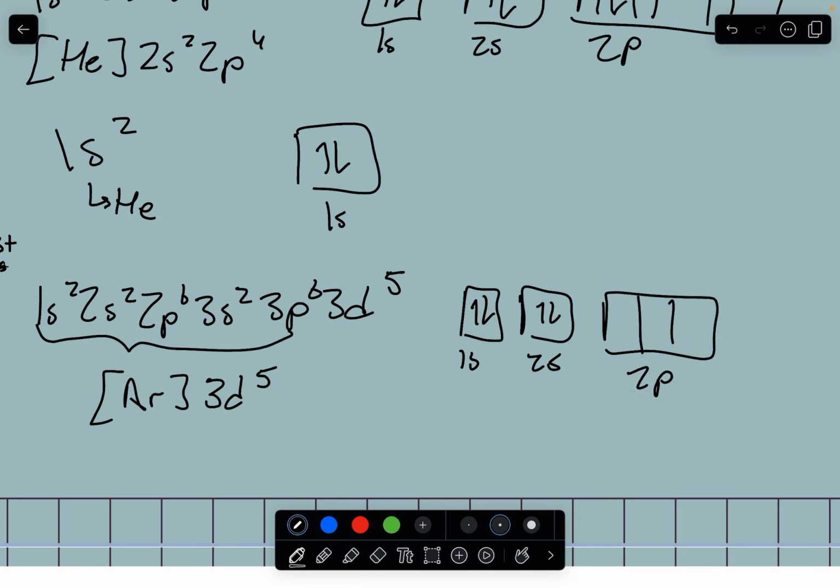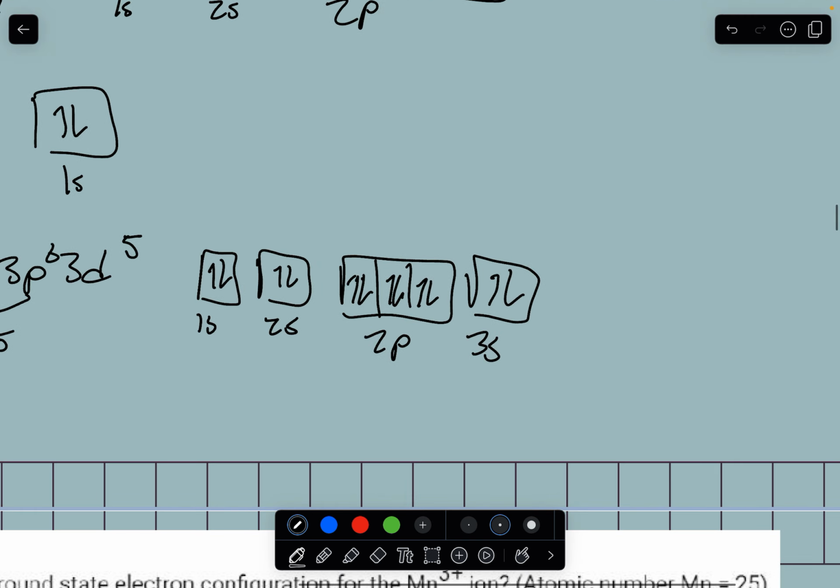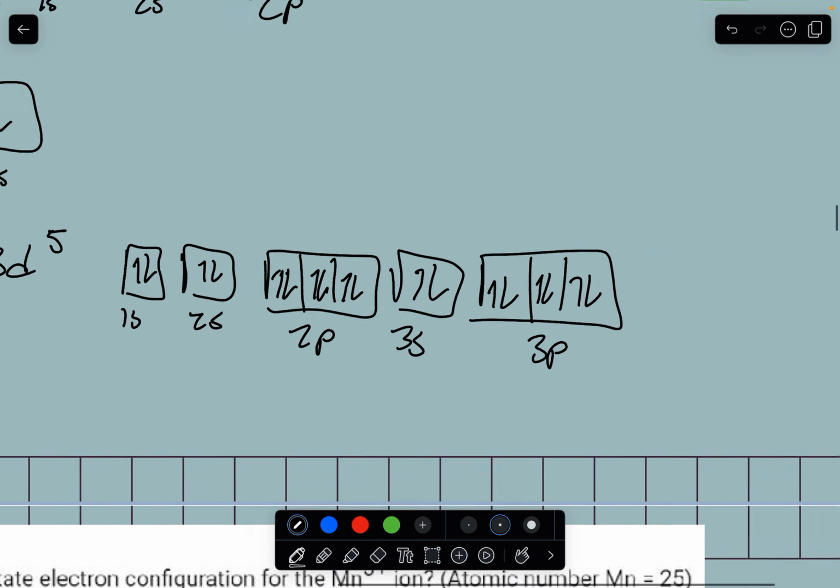2p, we have 6 electrons. So 1 in each first before we go back and double up. 3s, we have 2 electrons. 3p, we have 6 electrons. So if you know you have a full thing, you can do them as you go, but remember, 1 in each first and double up after.